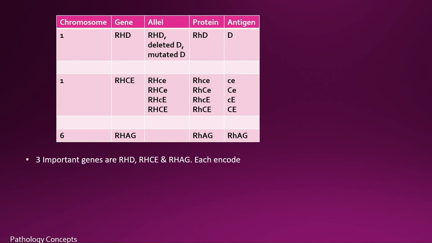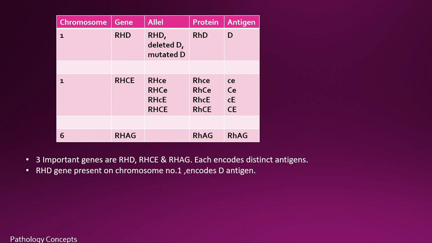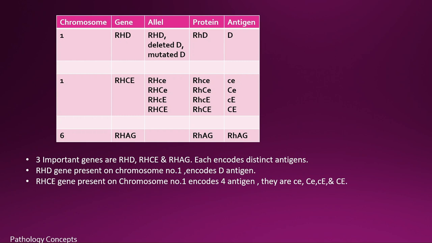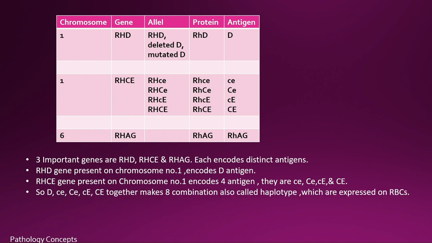Three important genes are RHD, RHCE and RHAG, which encode distinct antigens. The RHD gene, present on chromosome number 1, encodes D antigen. The RHCE gene, present on chromosome number 1, encodes 4 antigens. They are small c small e, capital C small e, small c capital E, and capital C capital E.